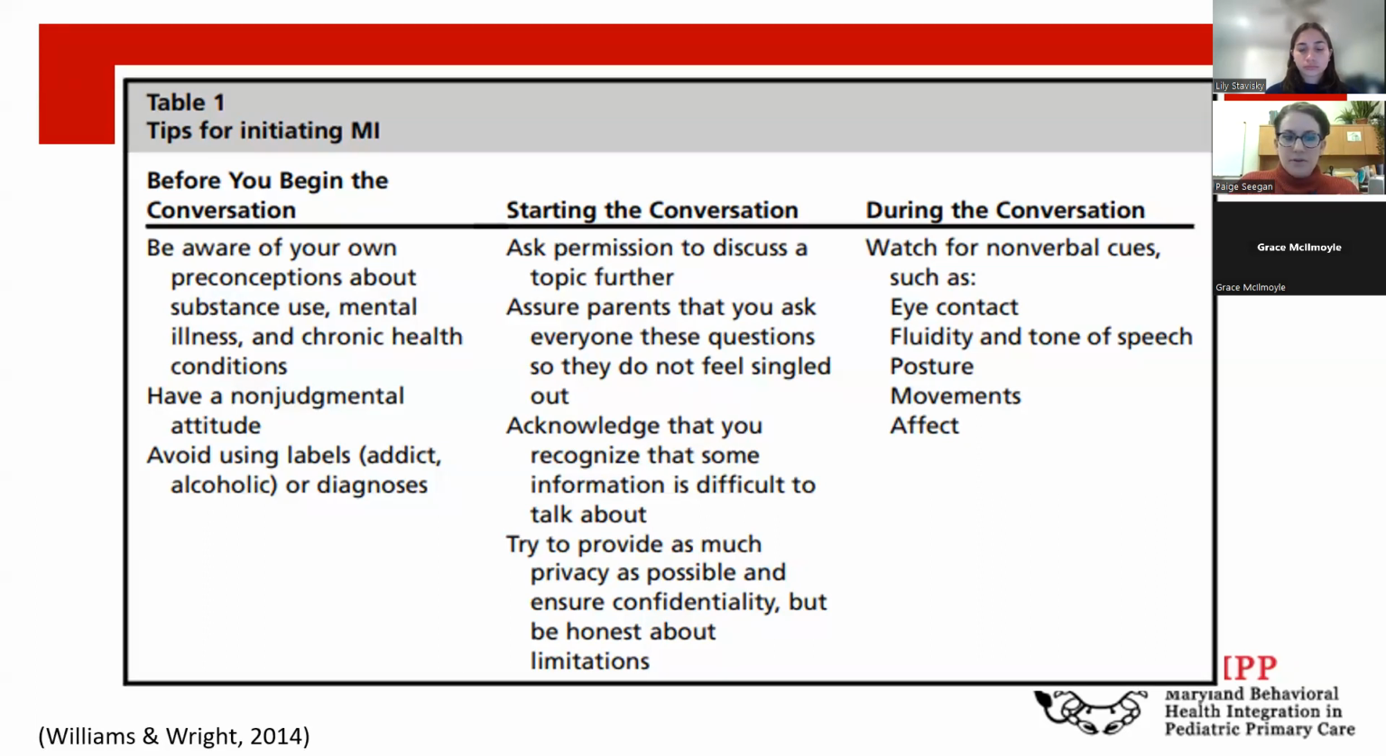Avoid using labels or diagnoses. A great way to establish autonomy from the get-go is asking permission to discuss topics further. It seems very simple, but it can really lay the groundwork. And it doesn't take much time to say, would it be okay if I talked to you about this or asked you a few questions about this? That's very different than, I really want to talk to you about this today.